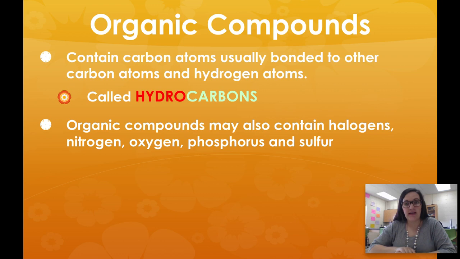So anything that's a halogen, so the row on your periodic table right before you get to the noble gases, like chlorine, fluorine, those guys can be part of organic compounds. And then other nonmetals like nitrogen, oxygen, phosphorus, and sulfur. So organic compounds are a combination of those specific atoms bonded to each other.